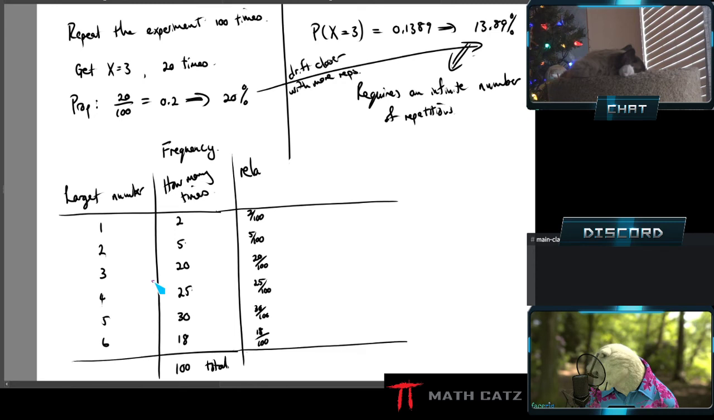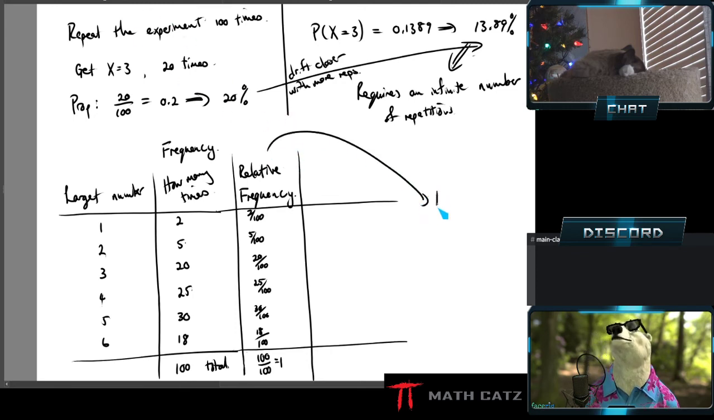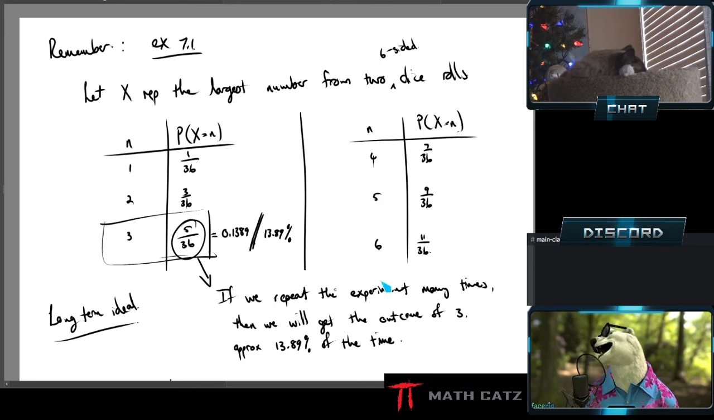We'll call this the relative frequency, because it's relative to what? To the number of times that I repeated this experiment. If we add up the relative frequencies, what should we get? 100 out of 100. 1. These relative frequencies are my approximations of the theoretical probabilities.